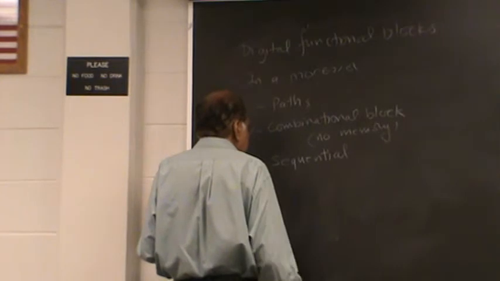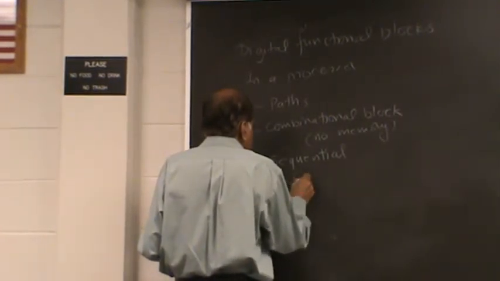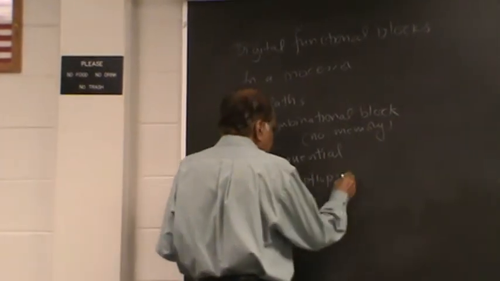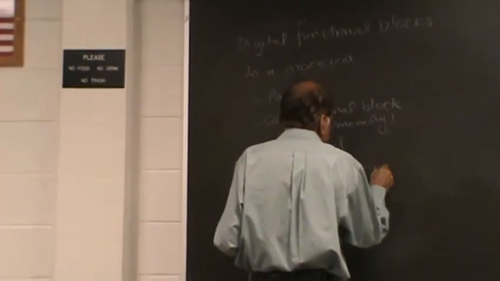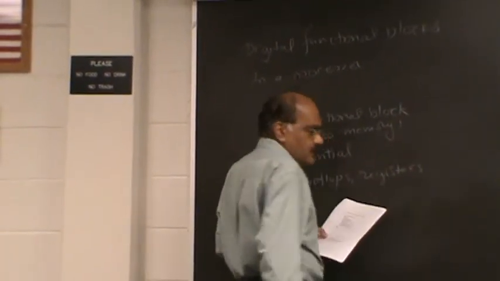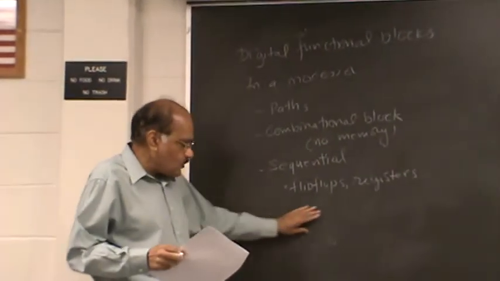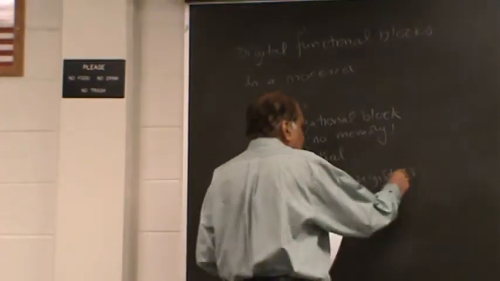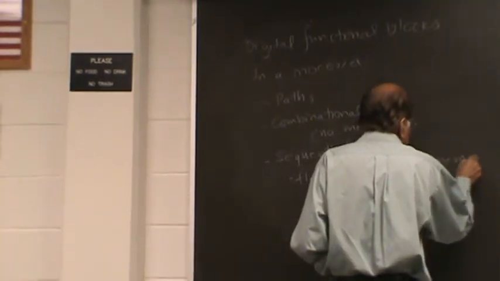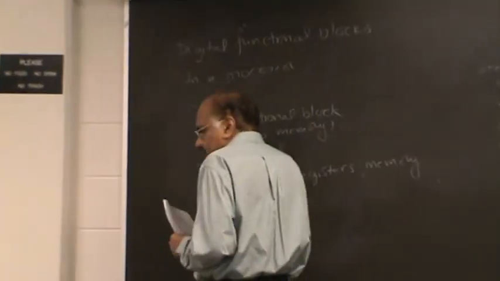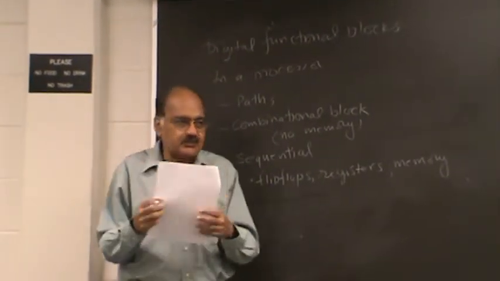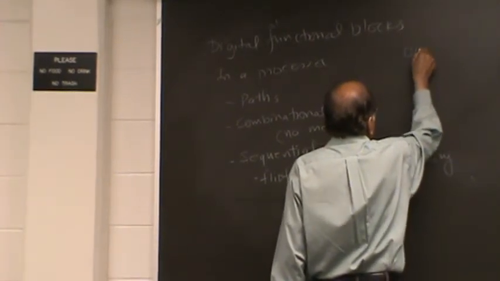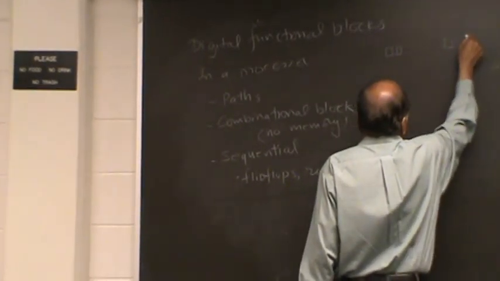Now, example of a sequential block could be flip-flops. Then you have registers. Basically, a register is a row of flip-flops with a little bit of logic, and then you can have memory. A memory basically is a two-dimensional array. So if you have a register, it would look like this. So this is a register.